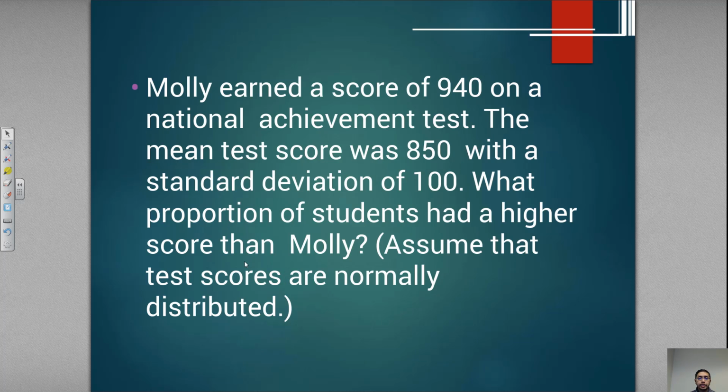And here is another problem. Molly earned a score of 940 on a national achievement test, and the test mean score was 850 with a standard deviation of 100. What proportion of students had a higher score than Molly? Assume that the test scores are normally distributed. We can do it in the same way. This is left as an exercise, so please try it on your own, and then I'll do it.